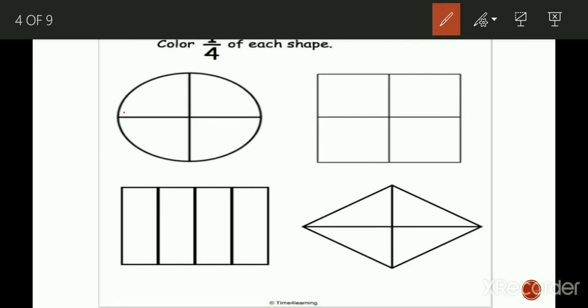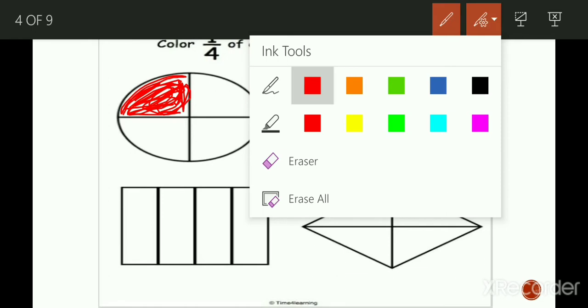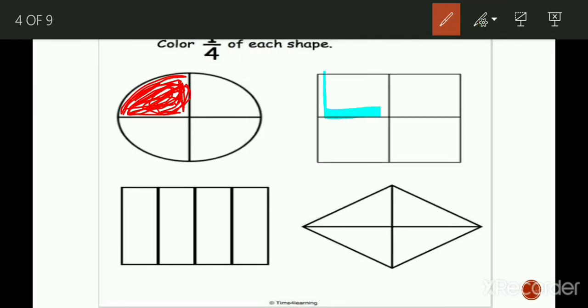In the first shape, I have a circle and each part is 1/4. Why? Because here the whole is divided into 4 equal parts. So one part is 1/4, right? So let me color 1/4. Here I'm coloring it, and I have colored it. Now coming to the next. Again, a whole rectangle is divided into 4 parts, right? But what do we have to shade here? Yes, we need to shade only 1/4 part. So here I have changed the color and ta-da, colored it.